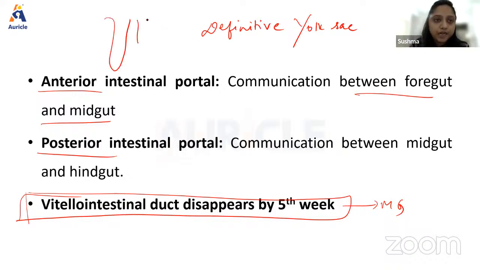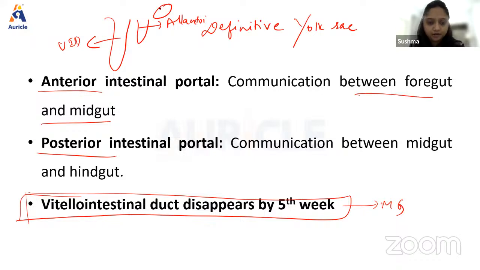Definitive yolk sac has two very important structures. One is the vitellointestinal duct, and another is the allantoic membrane. Posterior to the allantoic membrane we have the caudal end, right? In the posterior area, we have the caudal end, and in the anterior area, we have the buccopharyngeal membrane. So this entire structure is what is called the definitive yolk sac. Did you understand what primary yolk sac was?